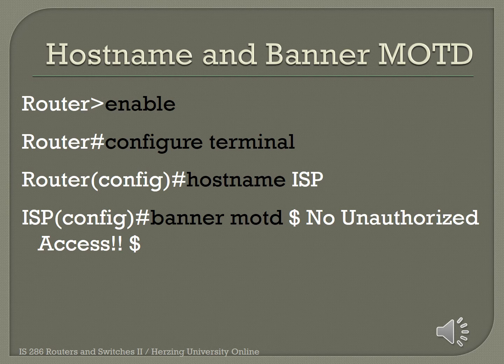Once in global configuration mode, the first item that is configured here on this slide is the host name of the device. Notice that the command is hostname and the argument is ISP, which is what we are naming the device. So what this has done is change the host name of our router from router to ISP. Notice on the next line that the prompt is now changed to reflect that host name change.